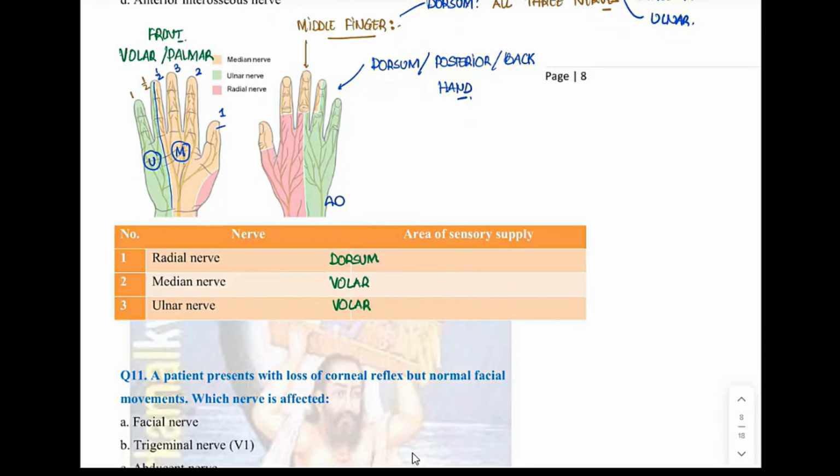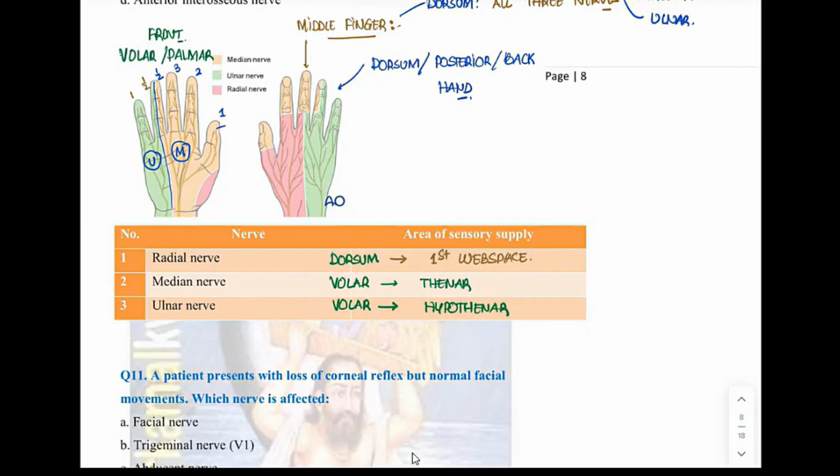Now these are the areas where we actually check the sensations. So for radial nerve, we check in the first web space. Clear? If we want to check the median nerve, we will check in the thenar area. Now, where is the thenar area? This is the thenar area. And if I have to check the ulnar nerve, where will I check? I will check in the hypothenar area.